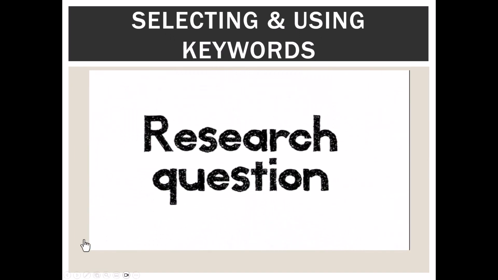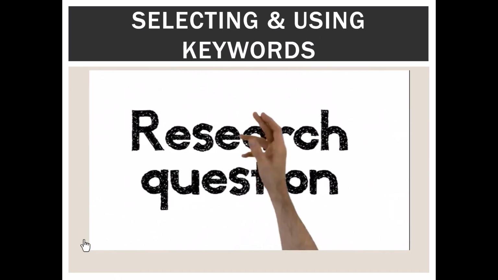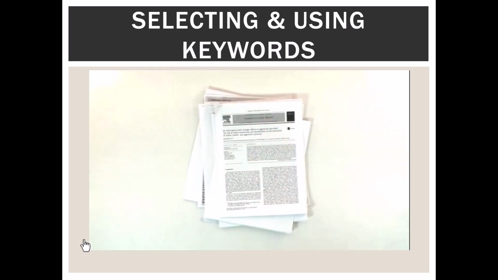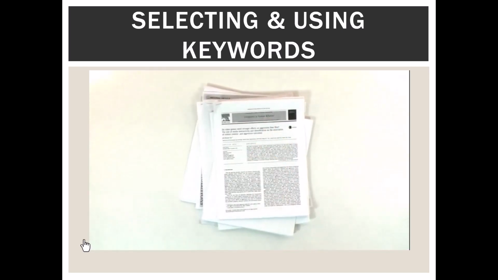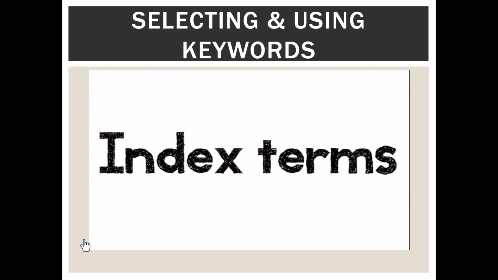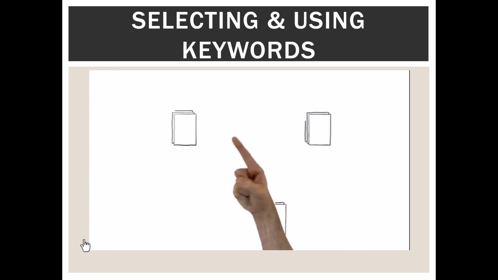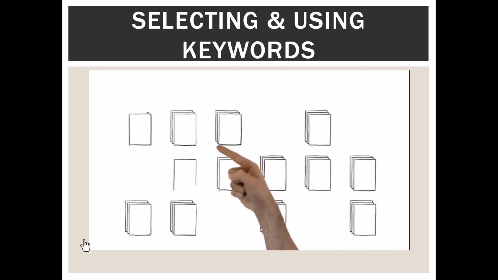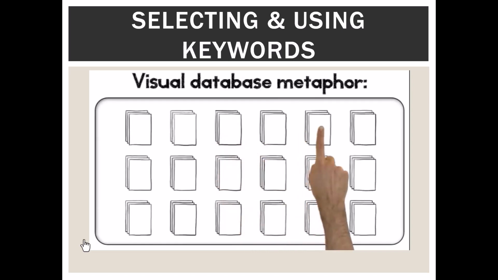How do you get from a research question to a pile of useful articles? Magic! Wait, no, what am I saying? It's keywords, or key phrases if you have more than one word. Keywords are index terms. The word index comes from Latin, meaning pointer finger. Index terms point the way for a computer to retrieve a particular document from a database.